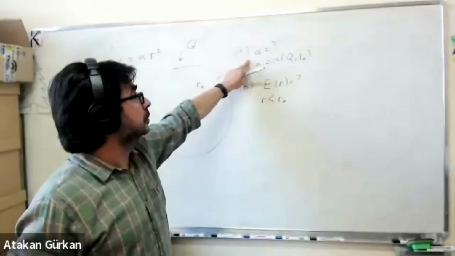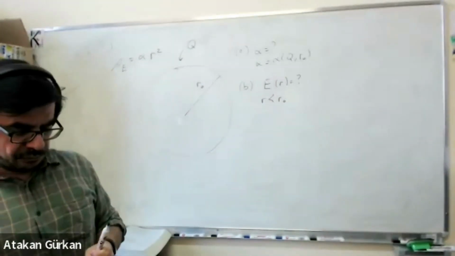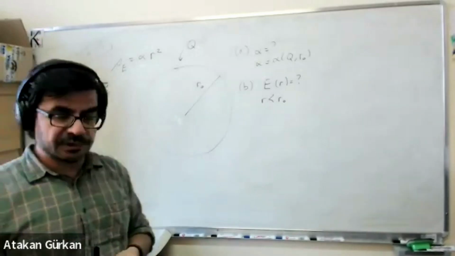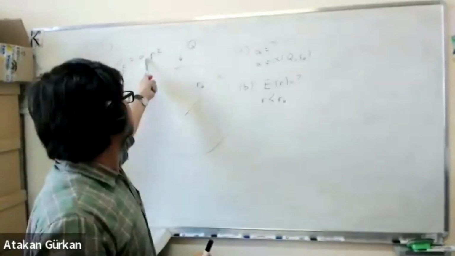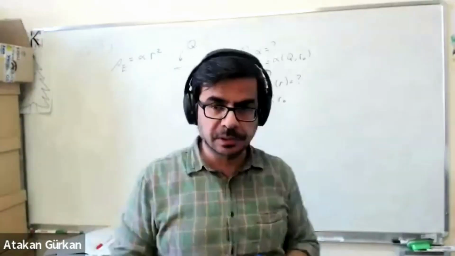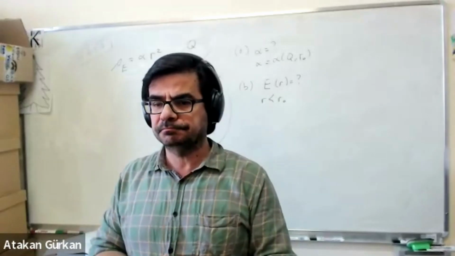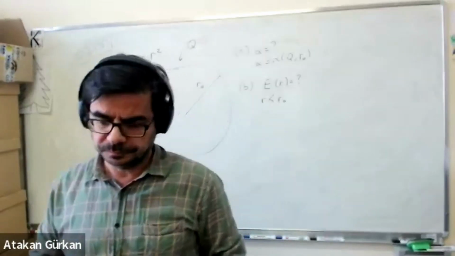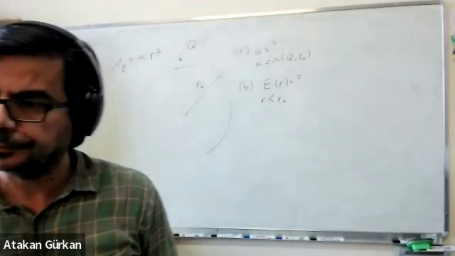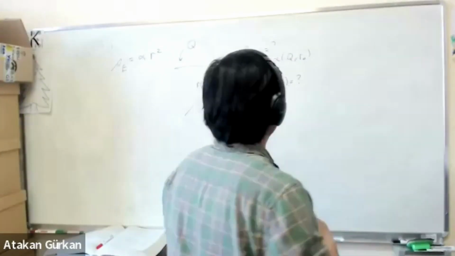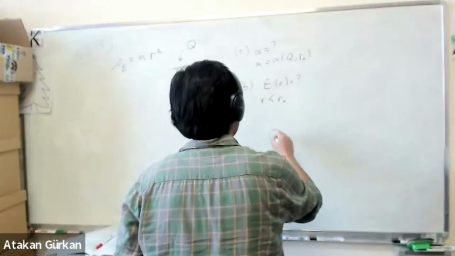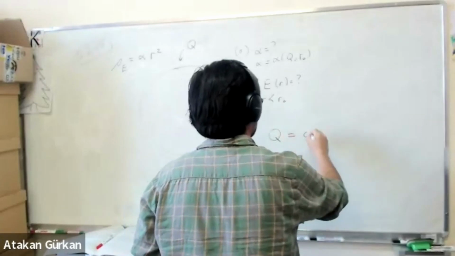So let's start with this one, alpha as a function of Q. Now, how would you proceed? You're given a density function that includes alpha, and you're given the total charge. How would you proceed? What would you do? Total charge is equal to rho times V, I mean, volume. Let's go with this. So total charge, let's call this Q, is rho times V.